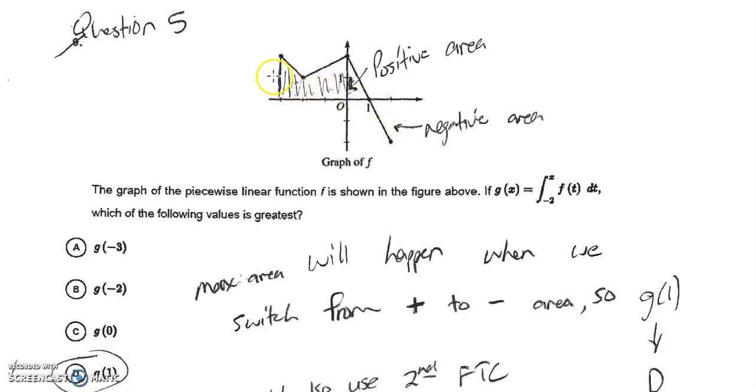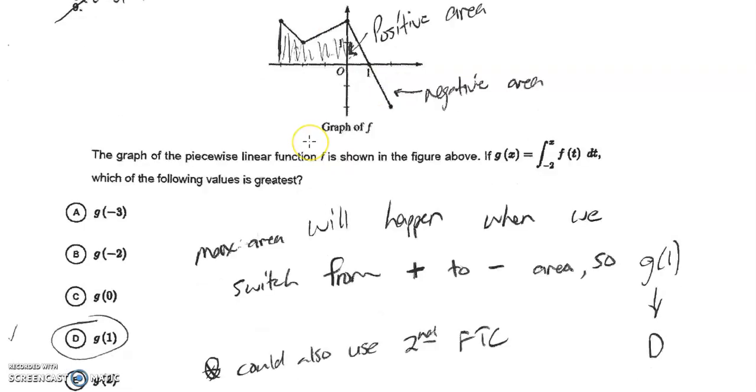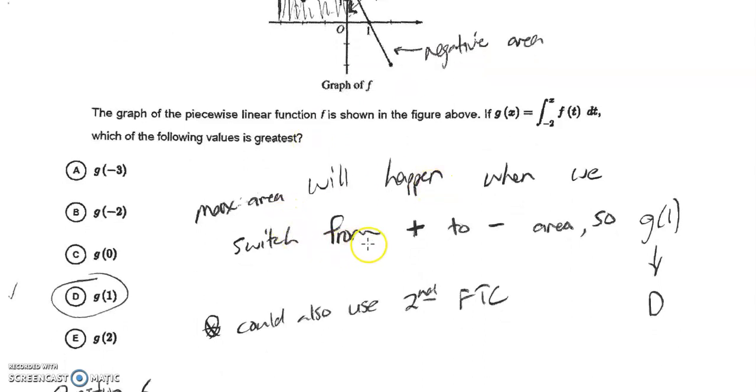Question is, what happens when we go backwards? Well, this is above the axis, so when we go backwards, we get a negative number. Since this positive chunk right here is the biggest positive chunk, the max area will happen when we switch from positive area to negative area, so g of 1, D. You could also use second FTC if you wanted here, but the answer is D, g of 1.